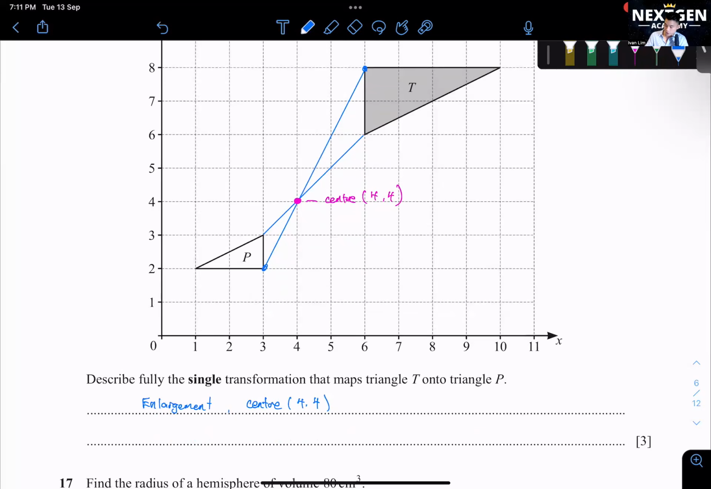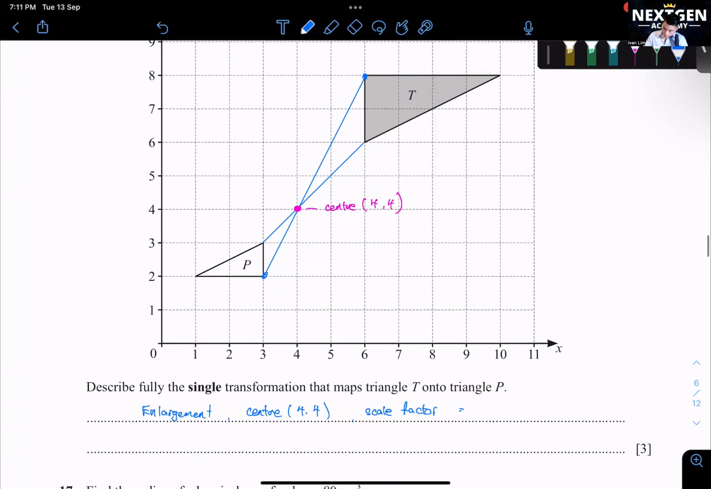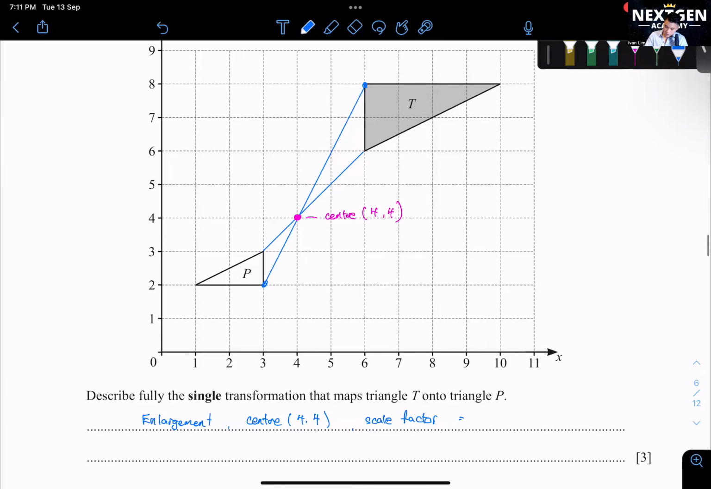And then there's one more mark, because you see here there are 3 marks, which means I need 3 points. Then you can say this is a scale factor, and since it's opposite... They say T onto triangle P, so this one is your object, your original one. This is your image. Since it's opposite, you must know that the scale factor will be negative. Then you measure the length of any one side. You see, this one is 2, then becomes 1. Therefore your K, your scale factor, is half.